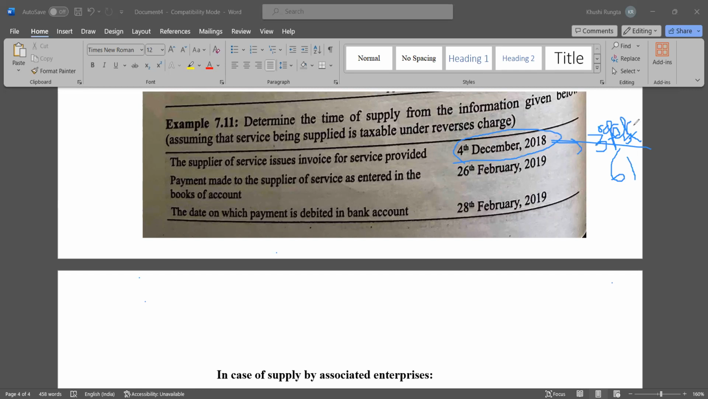Another thing we have to see is the date of payment. Payment is made on 20th Feb. So which is earlier, 3rd Feb or 20th Feb? The answer will be 3rd Feb because this is earlier than 20th Feb. I hope this is clear. This is the time of supply of service under reverse charge mechanism.